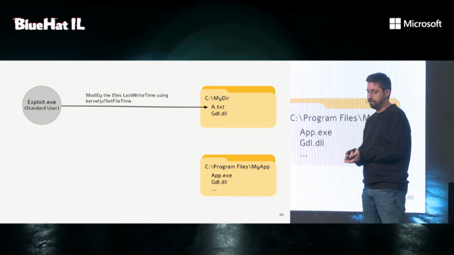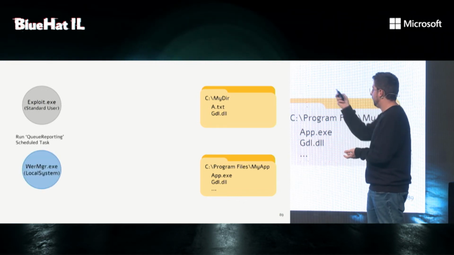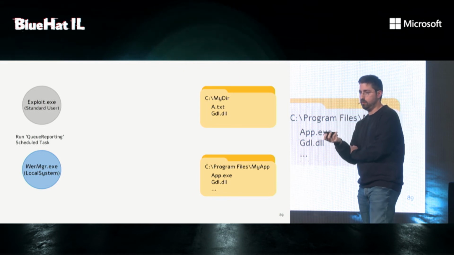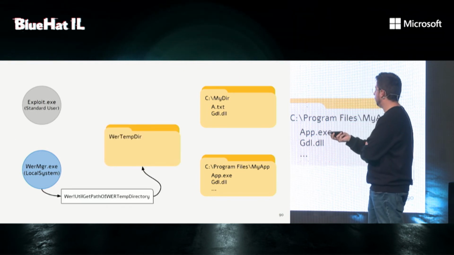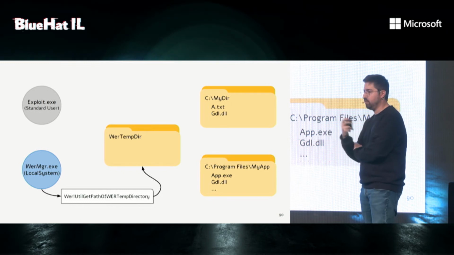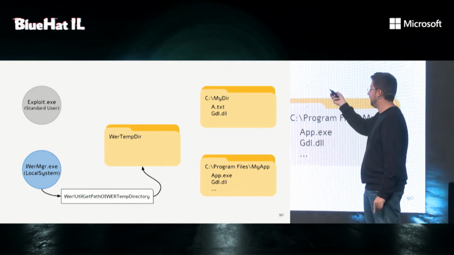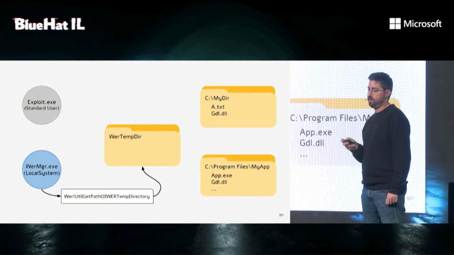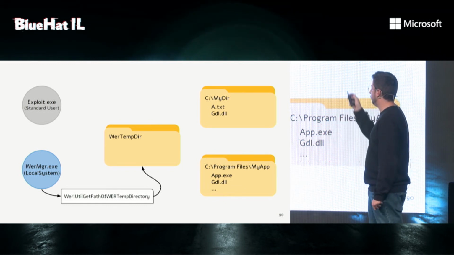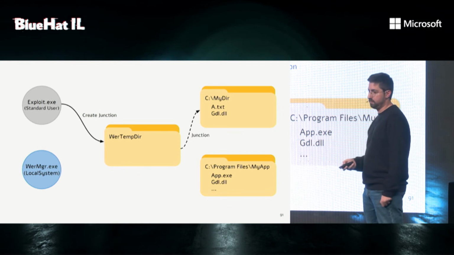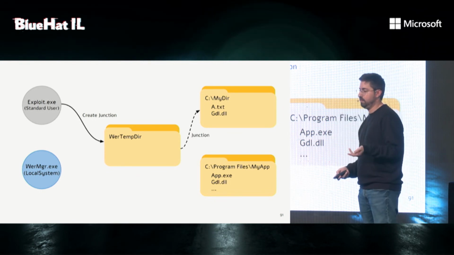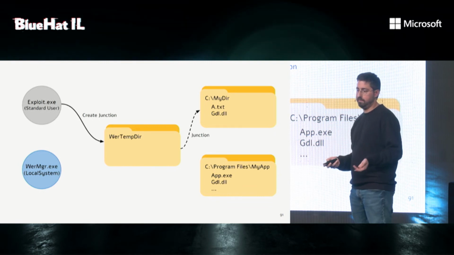I just created them. Then I'll run the queue reporting scheduled task that will run wormgr.exe as local system. And wormgr.exe will call util_getPath of wordtemp directory and fetch the path to the wordtemp directory. Now, at this point exactly, I try to create a junction between the wordtemp dir and cmydir. I can do that since wordtemp dir is empty, writable, and has no open handles to it at the time.